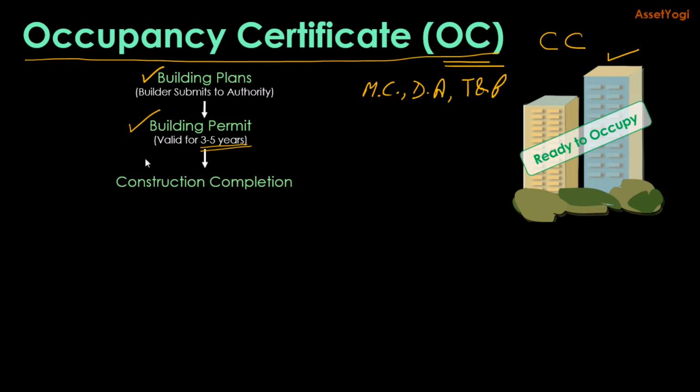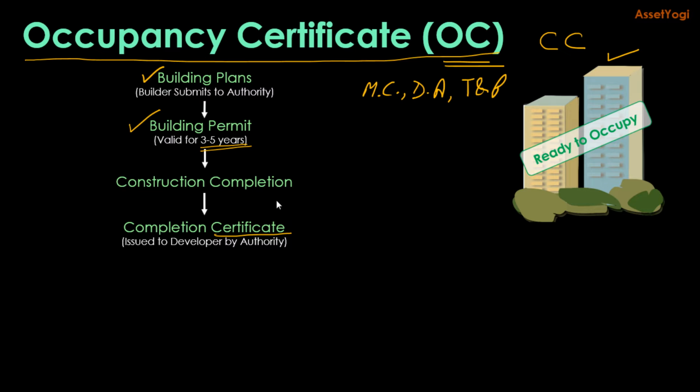Then once the construction is completed within the time frame, the builder applies for the completion certificate to the authority. Now the authority, before issuing the completion certificate, will ensure that the building is constructed as per the approved plans and it abides by all the building bylaws and other regulations related to fire and safety, environmental regulations and all other regulations that apply to the building.